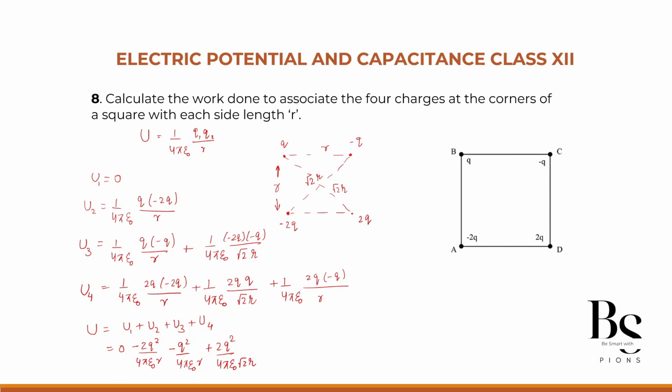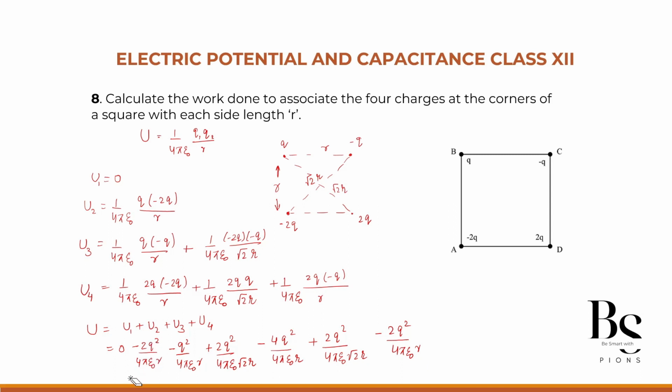Done with the third one, U3. Fourth one, U4. Minus minus 4q square upon 4 pi epsilon naught r plus 2q square upon how much? 4 pi epsilon naught root 2r. And how much here? Minus 2q square upon 4 pi epsilon naught r. Correct? So these are our parameters. Now let's simplify it further. So minus 2q square and minus 2q square. Which one? This one and this one. So 2 and 2, because they are same.